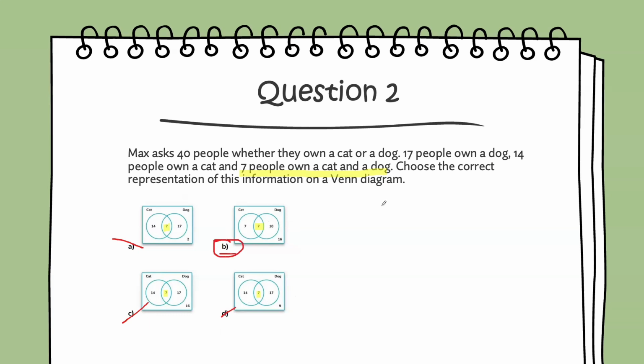If you just check everything else, it says that 14 people own a cat, so you can also see that 7 here plus 7 here gives us 14. And then we also know that he's asked 40 people in total. So if we add up all these numbers together in this Venn diagram, it should also give us the number 40. If we calculate that, it would be 7 plus 7 plus 10 plus 16, and we can see that also adds up to 40. So that's another check that you can do to make sure that the answer is correct.